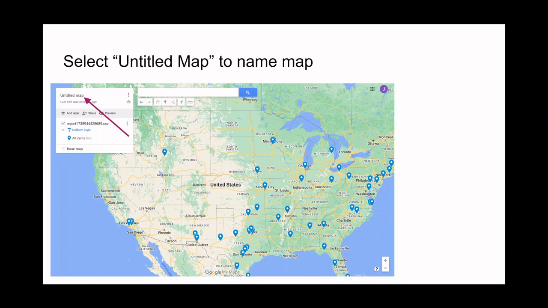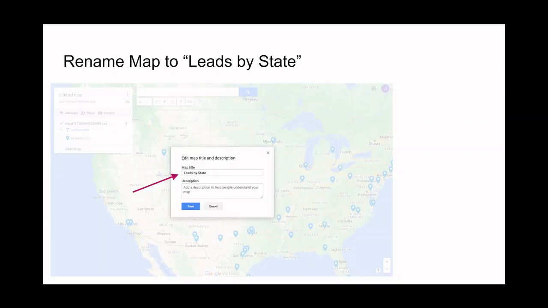But the last thing we do want to give this is a name. So instead of having it saved in your Google Drive as untitled map, let's go ahead and save it as leads by state. So that way it means something to you.